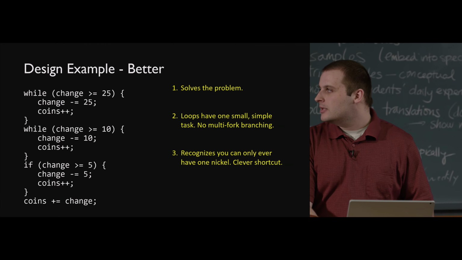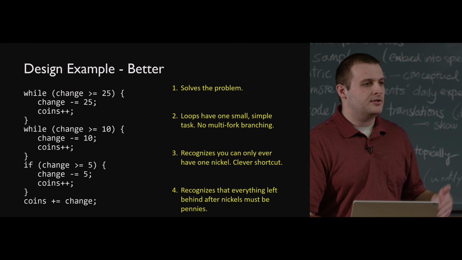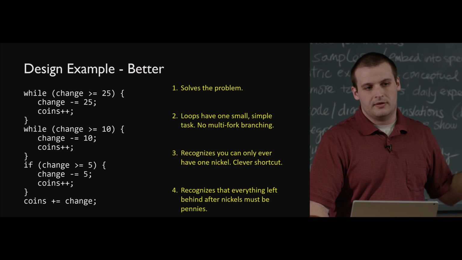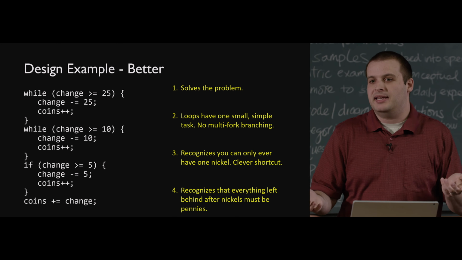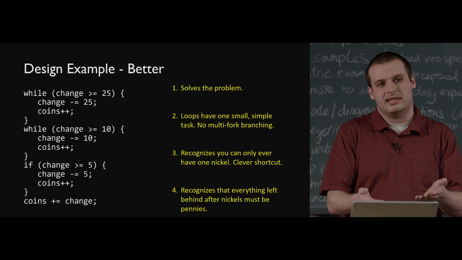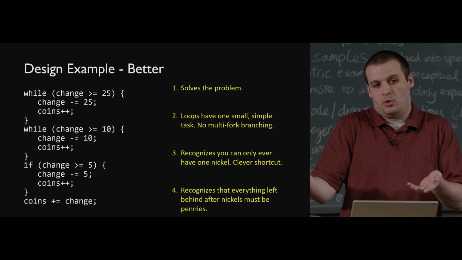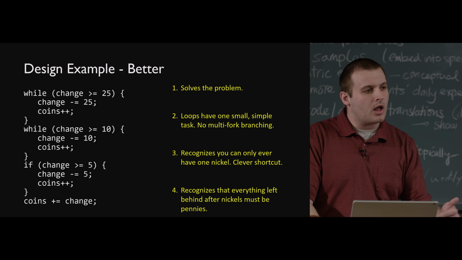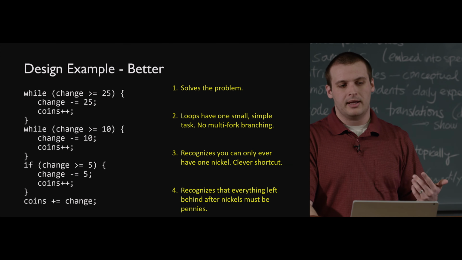And at the end, it recognizes that everything that's left behind after you've taken away all the quarters, all the dimes, and all the nickels, it must just be pennies. So however many pennies you have left, you don't even need a loop to iterate through those. You can just say, well, I have 4 cents left, so I have to give away 4 more coins. And so it's just a couple of small optimizations that make this code a little bit better.